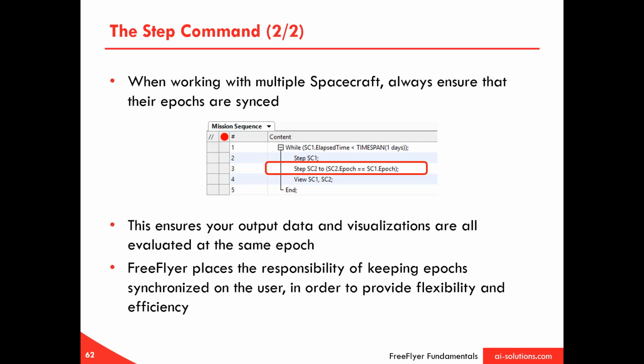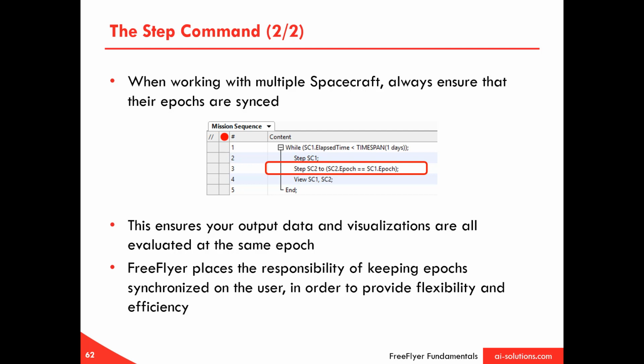An important note when working with FreeFlyer is that if you're working with multiple spacecraft in your mission plan, you need to always ensure that the epochs of the spacecraft are synced. You can do this using the syntax example that you see here. For example, you're stepping spacecraft 2 to the condition where spacecraft 2's epoch is equal to spacecraft 1's epoch. This is necessary to ensure that all the output data and visualizations that you generate are evaluated at the same epoch across your different spacecraft objects.